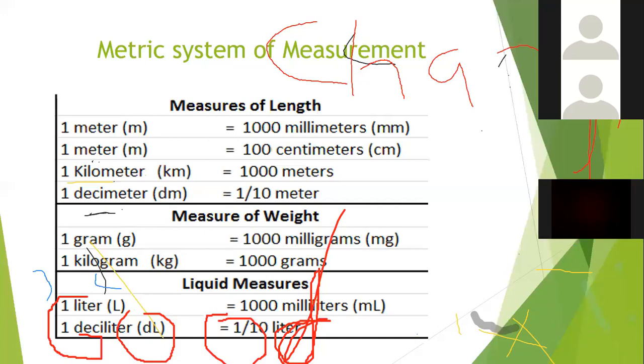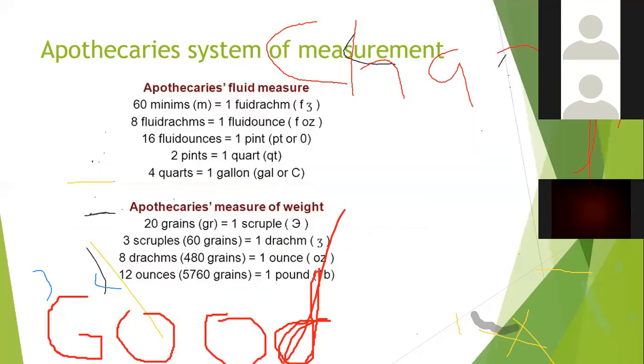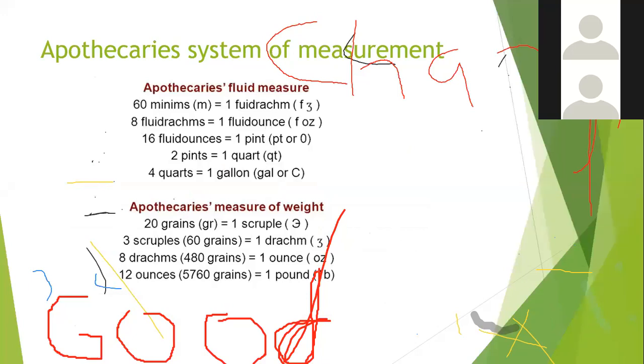And that will take us to the apothecary system of measurement. It measures in volume and in weight. So you have 60 minims equal to 1 fluid dram, and 8 fluid drams equivalent to 1 fluid ounce. 16 fluid ounces is equivalent to 1 pint, then 2 pints is equivalent to 1 quart, and 4 quarts is equivalent to 1 gallon.